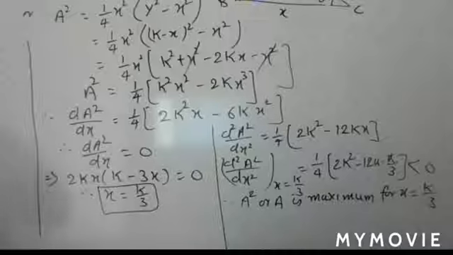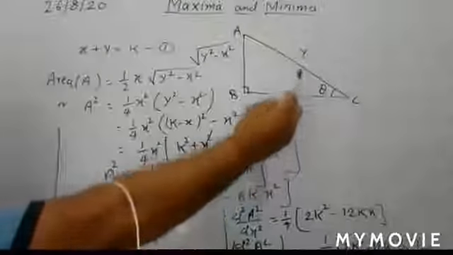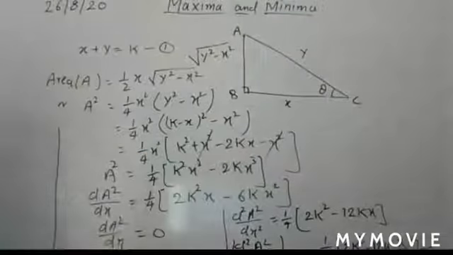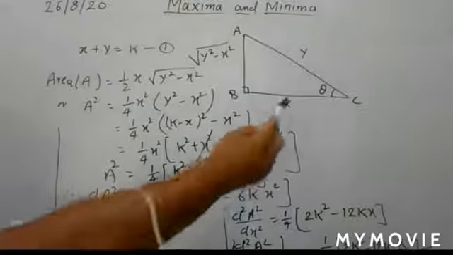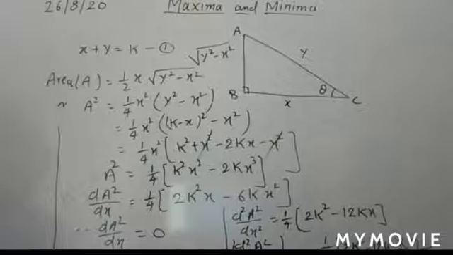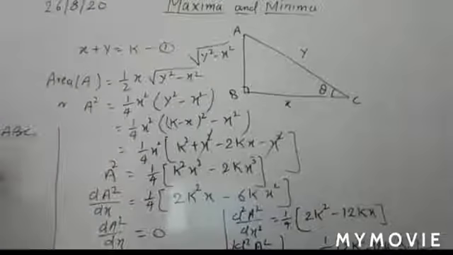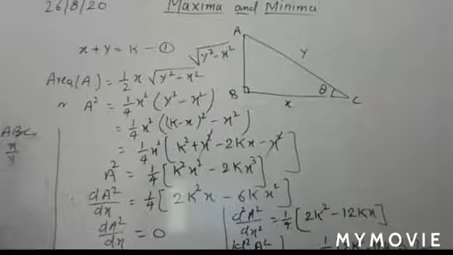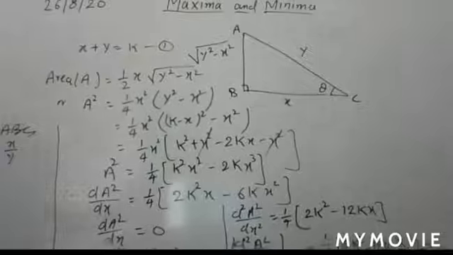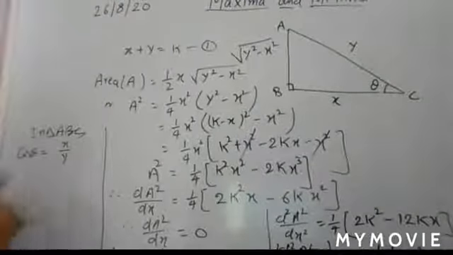Yes, sir. Okay. Now you come to the triangle. Just see your triangle. Here you have x and here you have y. If you take base upon hypotenuse, that is cos theta. So in triangle ABC, cos theta is equal to x upon y. Cos theta is equal to x upon y. Yes, you write it in this way.